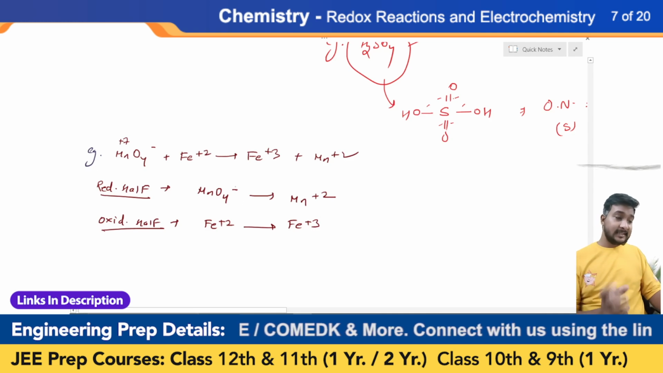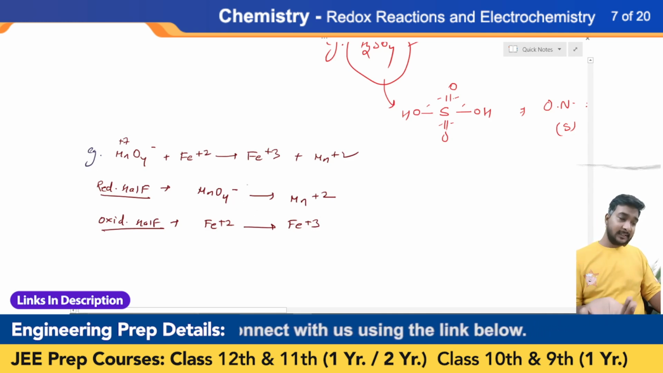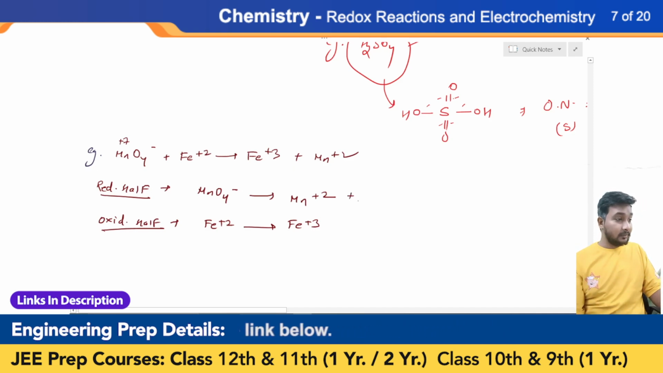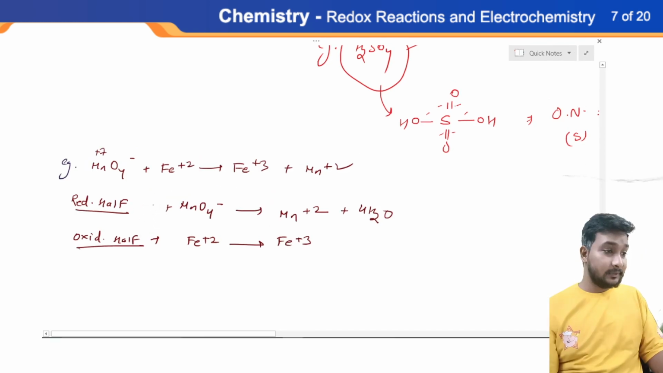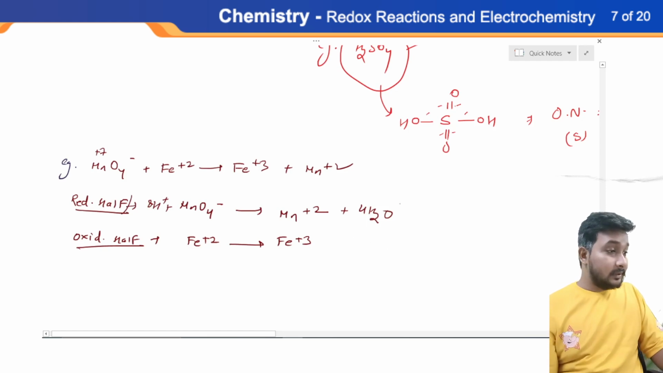Now, on the reduction half, on the left hand side we have 4 oxygen and on the right hand side we don't have any oxygen. So add 4H2O on the right hand side, and 8H+ on the left. Okay, so I'm writing here 8H+.